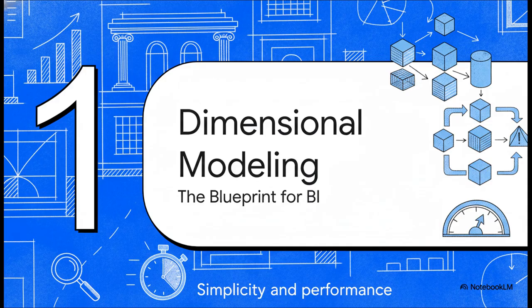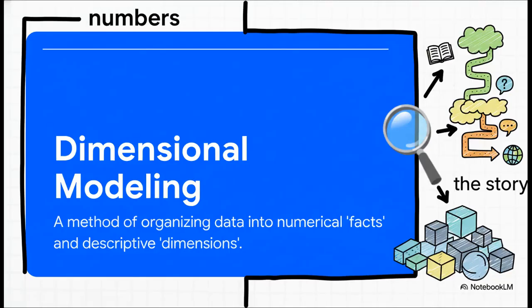The best way to think about it is like a blueprint, like the architectural plans for building a house, but for your data warehouse. It's a design technique that is all about making things simple and fast, specifically for analysis and reporting. When you boil it all down, dimensional modeling is actually pretty straightforward. It's all about taking your data and splitting it into two basic types. You've got your numbers, and then you've got the story behind those numbers.